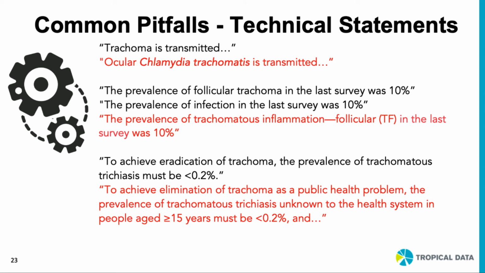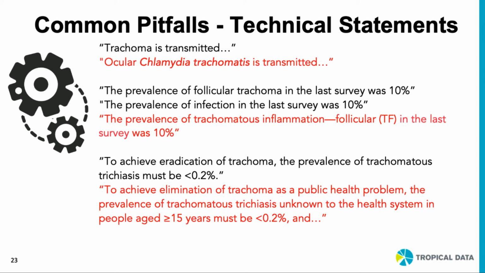Another example is when speaking about the clinical signs of TF. TF is characterized by follicular inflammation, but it has a specific definition, whereas "follicular trachoma" is undefined and is not a term that should appear in an academic publication. Similarly, TF does not always mean infection is present. So instead of writing "the prevalence of follicular trachoma in the last survey was 10%," or "the prevalence of infection in the last survey was 10%," you should write "the prevalence of trachomatous inflammation follicular, or TF, in the last survey was 10%."